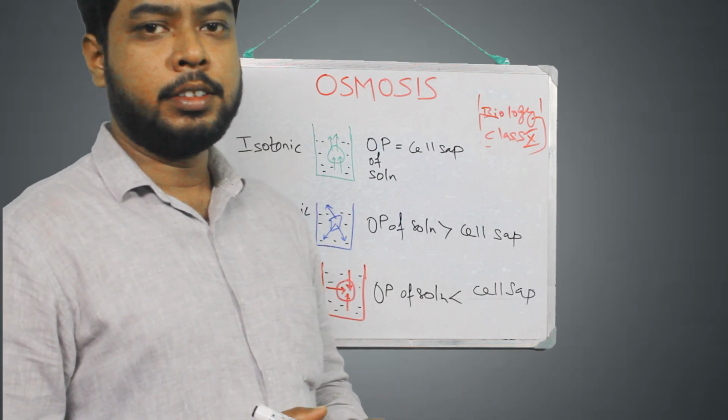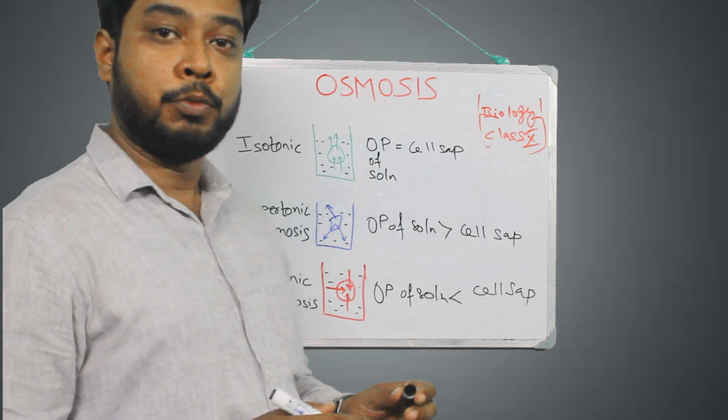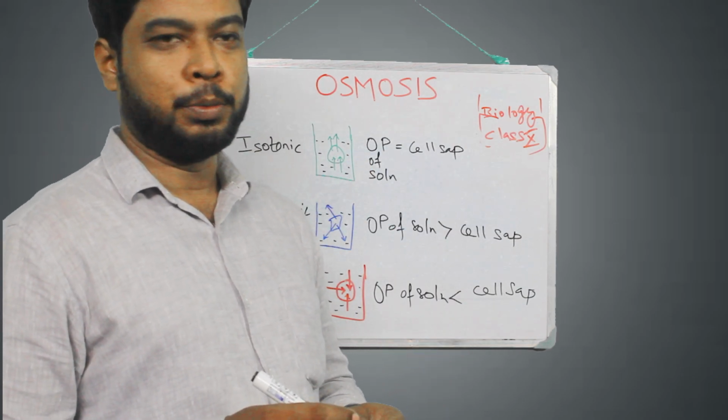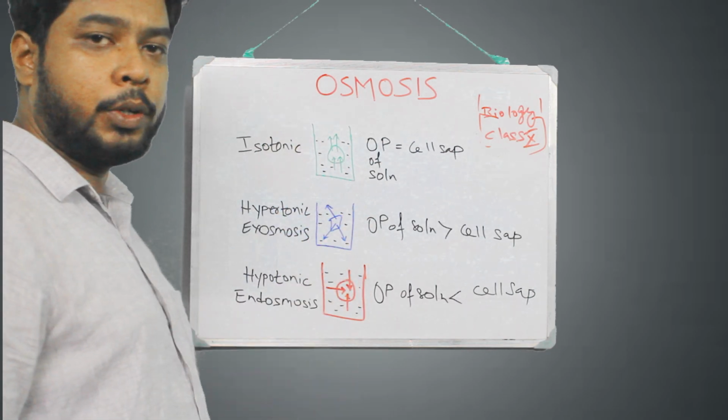Jean-Antoine Nollet in 1748 discovered the process of osmosis happening. He is the same person who invented the electroscope. Now you can see in the diagram that three different experiments are going on.